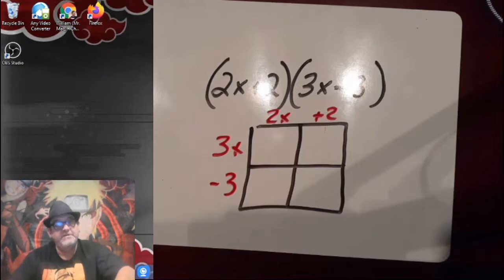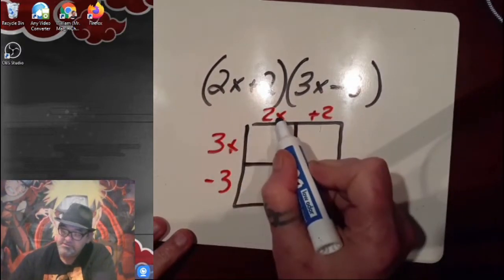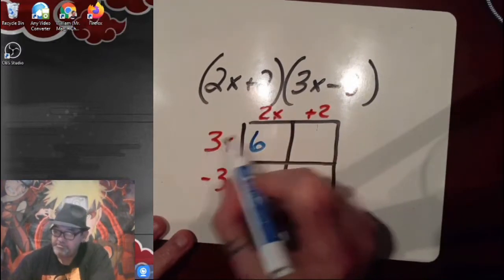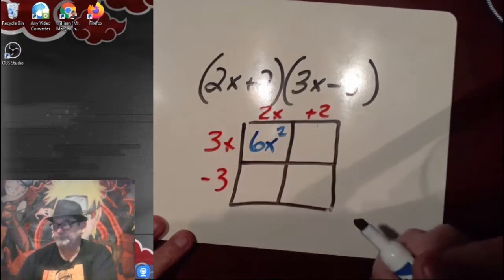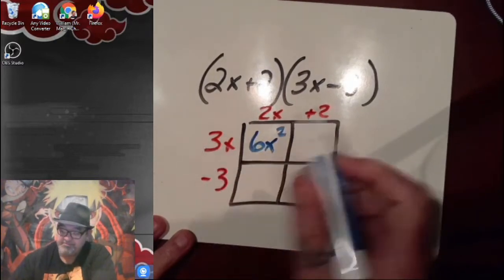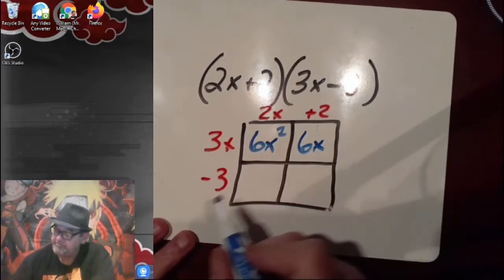Now we just fill it in, multiply and fill it in. So 3x times 2x. Well, 2 times 3 is 6, right? You just start with the numbers. And then x times x, we already said, is x squared. Let's go to this box. 2 times 3x. Well, 2 times 3 is 6. And x just stays x. Easy enough.